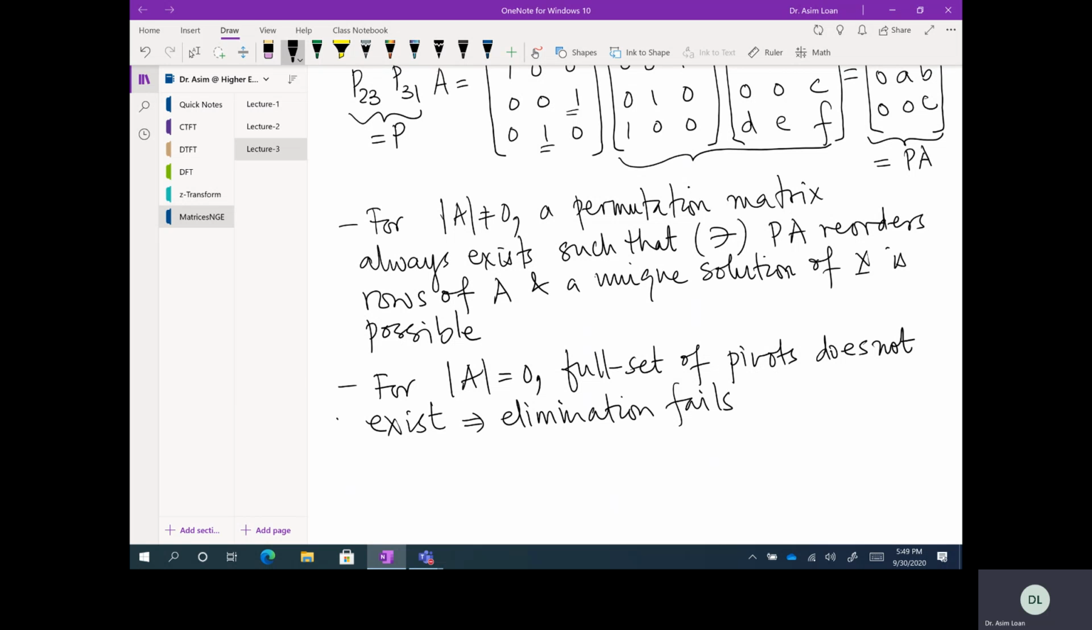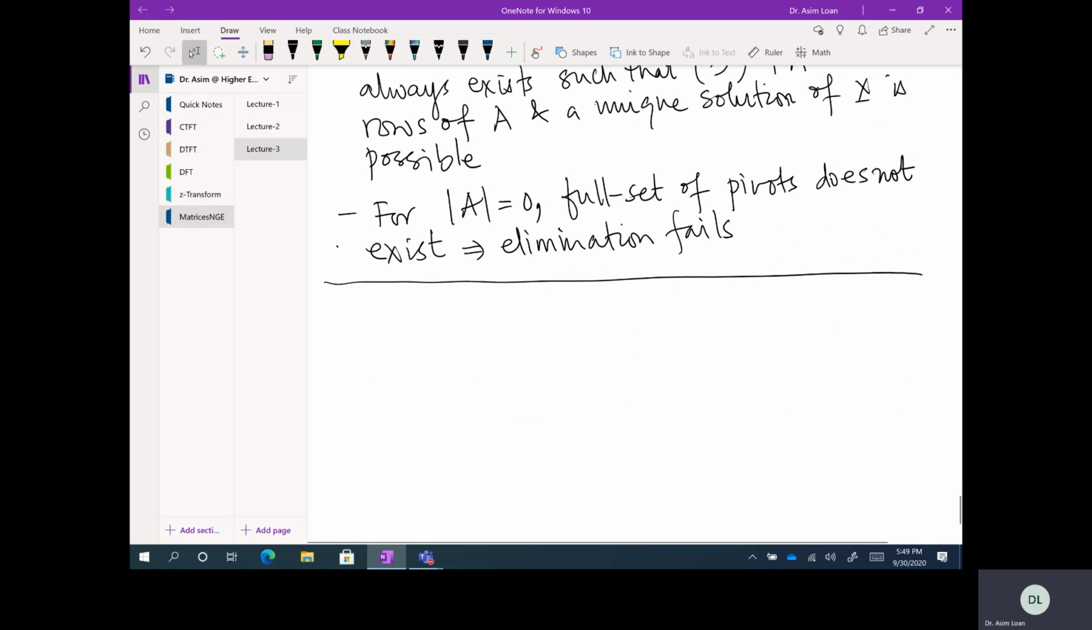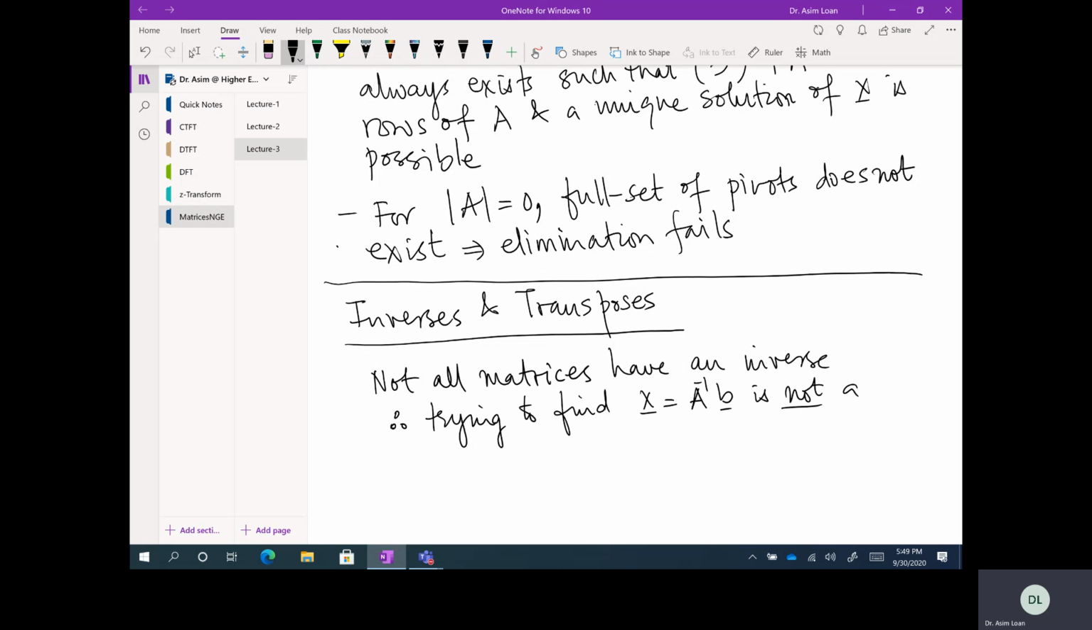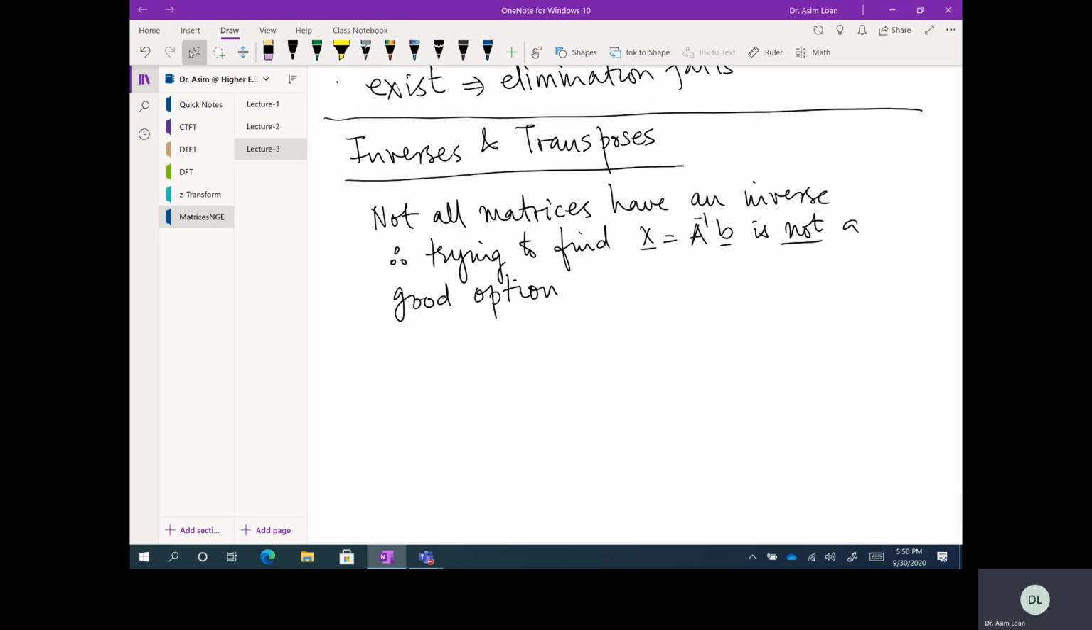So the second last topic in this chapter is inverses and transposes. Not all matrices have an inverse, therefore trying to find x equals A inverse B is not a good option.